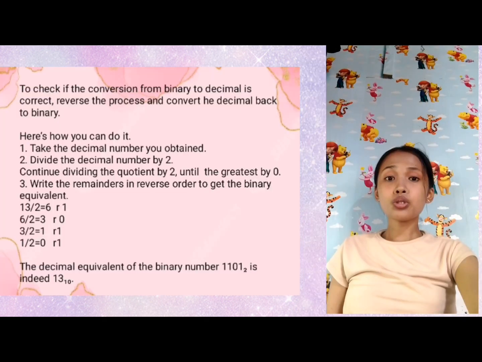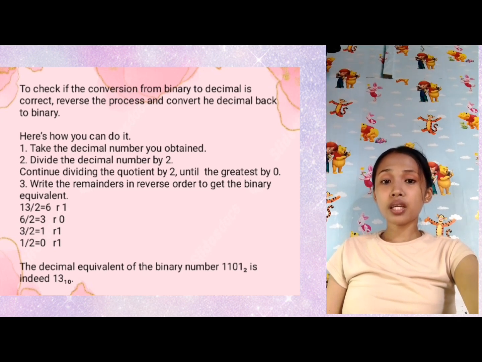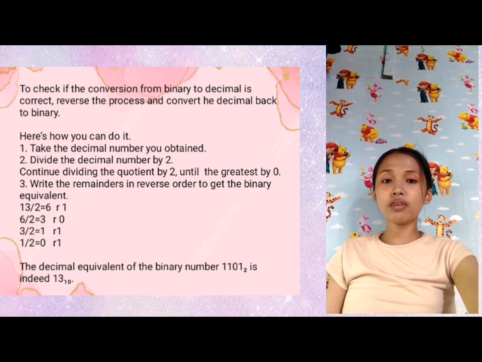Now, to check if the conversion from binary to decimal is correct, you can reverse the process and convert the decimal back to binary. Here's how you can do it. Take the decimal number you obtained, then divide the decimal number by 2. Continue dividing the quotient by 2 until the quotient is 0. Then write the remainders in reverse order to get the binary equivalent.